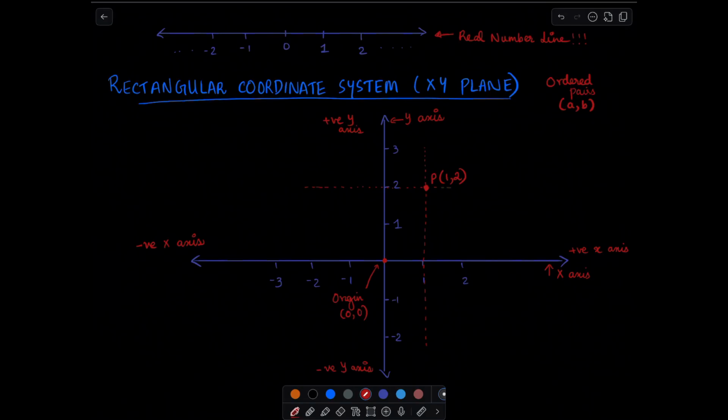So for any given point with coordinate values x and y, we can plot them on the rectangular coordinate system. The value x is called the x-coordinate or abscissa, and the value y is called the y-coordinate or ordinate. Now, the rectangular coordinate system is also called an xy plane.